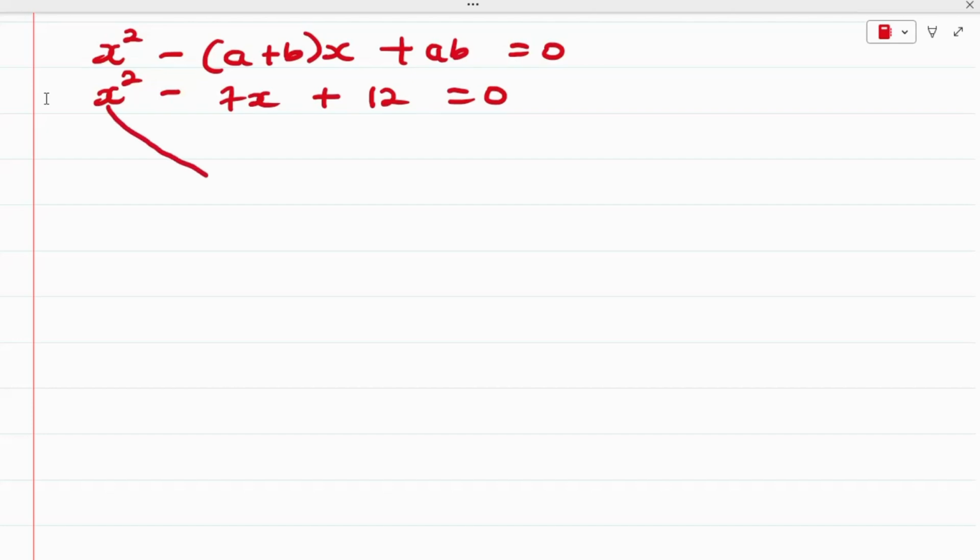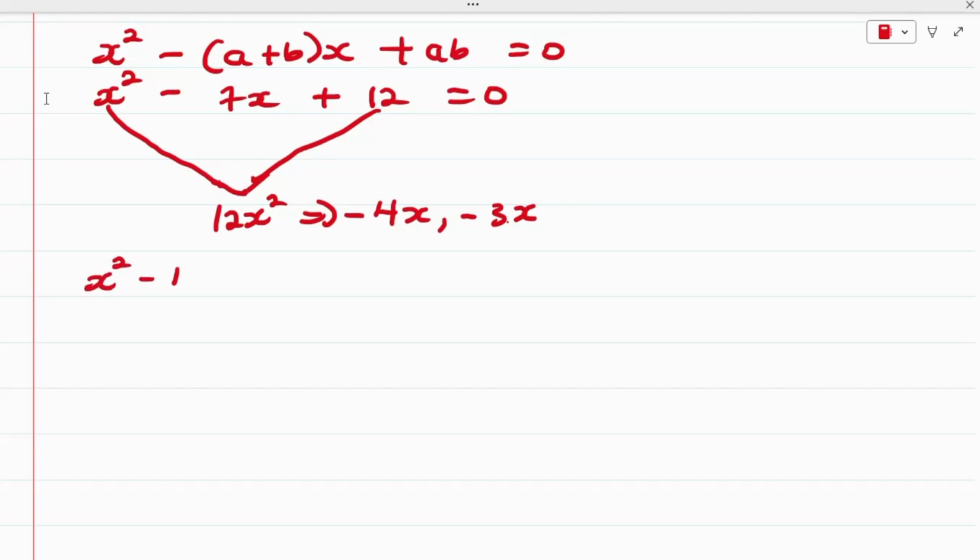Now if you simply take the first and the last number right here, if you multiply this, you have this to be 12x squared. So guys, all you need to do is to think of a number that when you multiply it is going to give us 12x squared, and when you add it is going to give us minus 7x. We have that number to be minus 4x and minus 3x. If you multiply this, you are going to have 12x squared. If you add minus 4x and minus 3x, you are going to have minus 7x. Alright, so from here we have this to be x squared minus 4x minus 3x plus 12, and this is equals to 0.